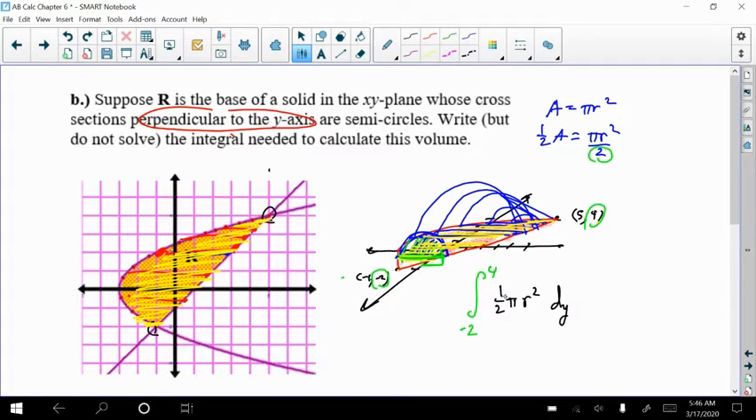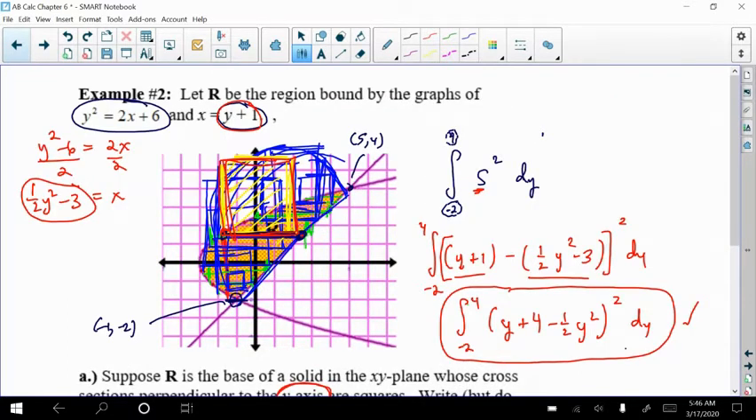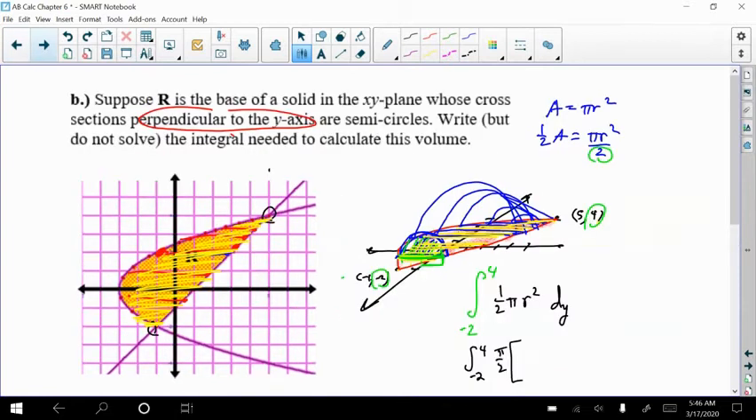And then this pi over 2, so -2 to 4, pi over 2. And remember, how are we getting our radiuses? Well, we're doing the right minus the left. The right, which is the linear function, which I forgot, that function is y plus 1. And I'm saying function, but I should say curve. Y plus 1 minus, and so that's the right side minus the left side.